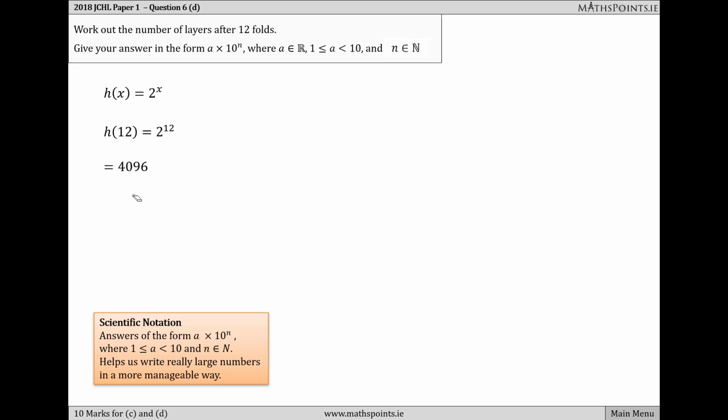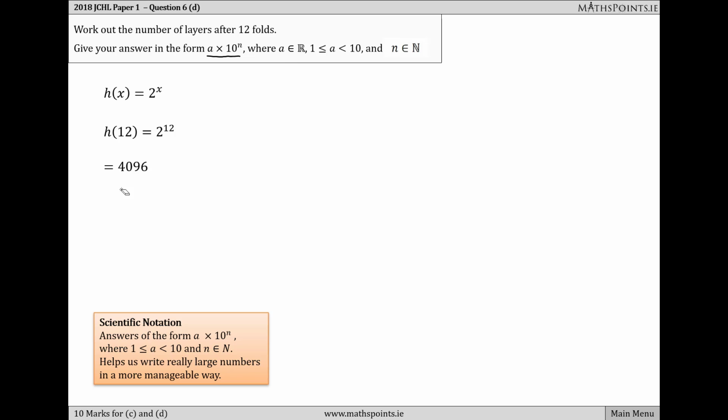Now this is quite a small number to put in scientific notation. Generally, scientific notation is for really large numbers to make them more manageable. But the question does ask us to write this in the form a times 10 to the power of n. And then for scientific notation, we get various conditions. So a is a real number between 1 and 10, first of all.